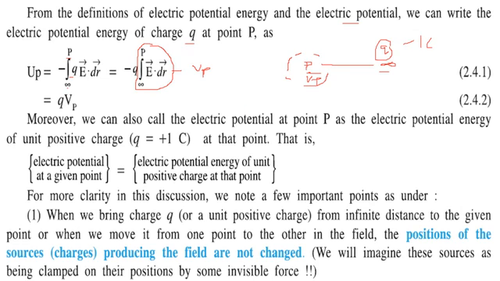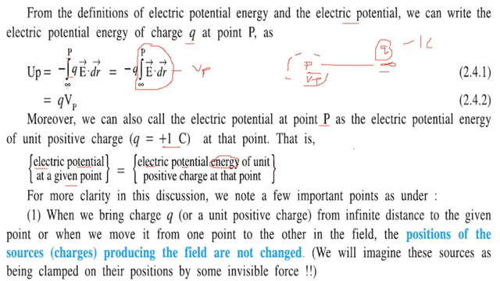And we can also say that the electric potential at point P is the electric potential energy of a unit positive charge, plus 1 coulomb, at that point. That means the electric potential at a given point is equal to the electric potential energy of a unit positive charge at that point. Let us clarify this more if you don't understand.